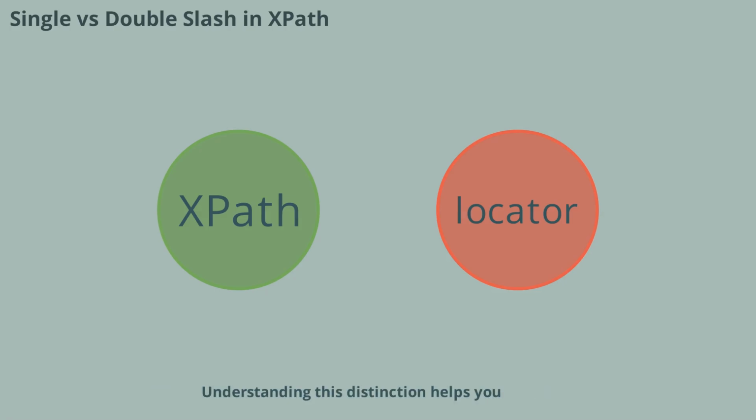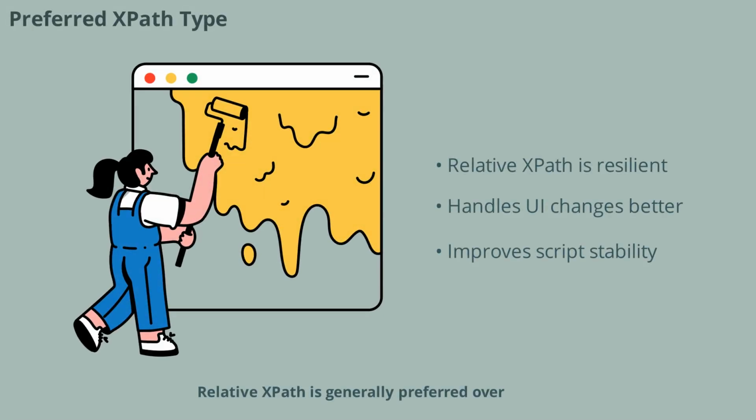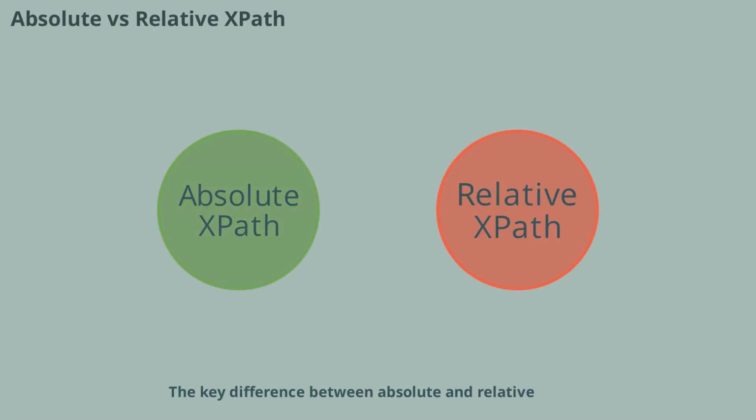Understanding this distinction helps you write more effective and maintainable locators, ensuring your automation scripts remain stable even as the web application evolves. Relative XPath is generally preferred over absolute XPath for most automation scenarios. This is because relative XPath can still identify elements even if some UI changes occur, whereas absolute XPath often fails with even minor modifications. By using relative XPath, you make your test scripts more resilient and easier to maintain over time.